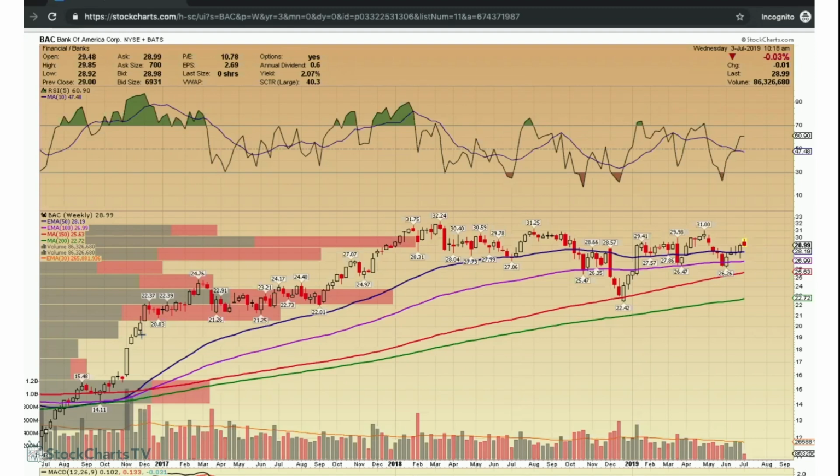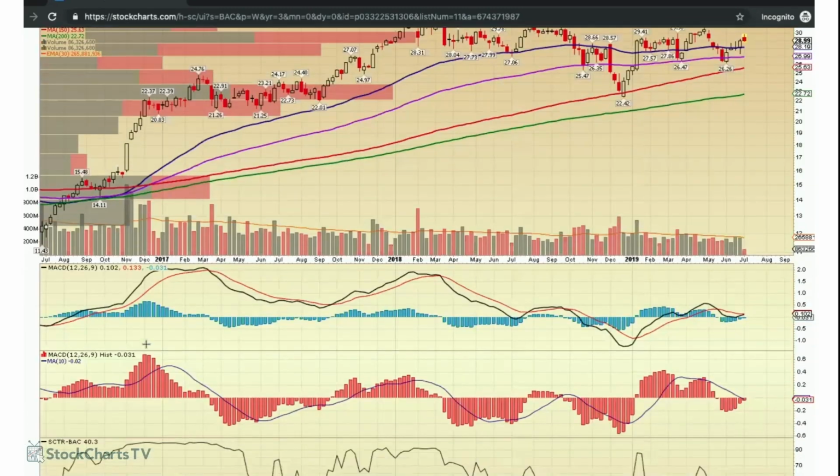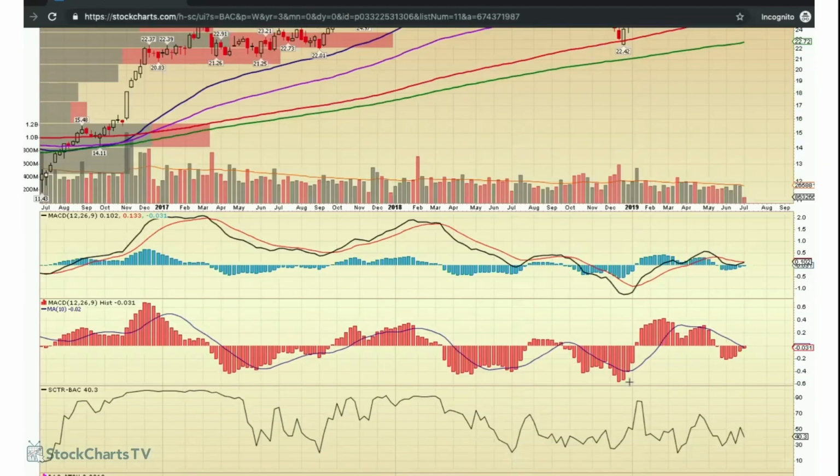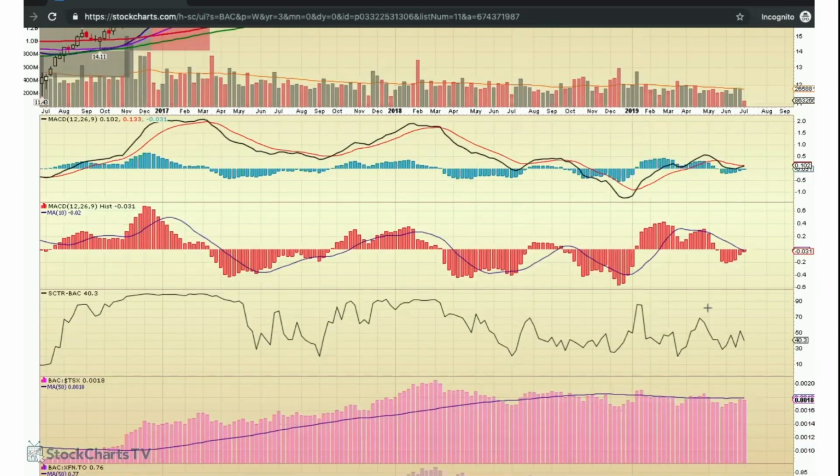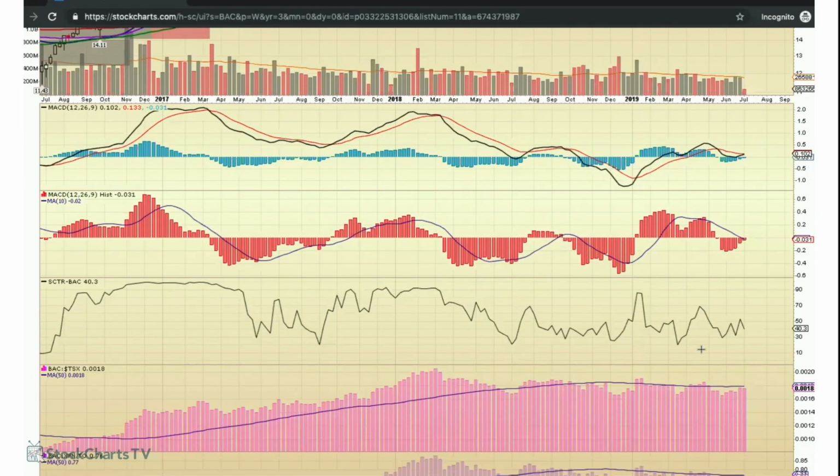Okay, great. And what's also interesting on Bank of America to point out here is that on the MACD, we actually have a positive divergence here. So we actually have momentum to the upside here. So momentum is positive. And again, with the scooter, we're still below 75, which is kind of concerning.